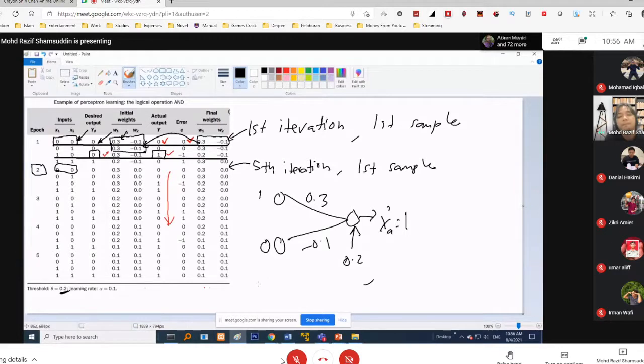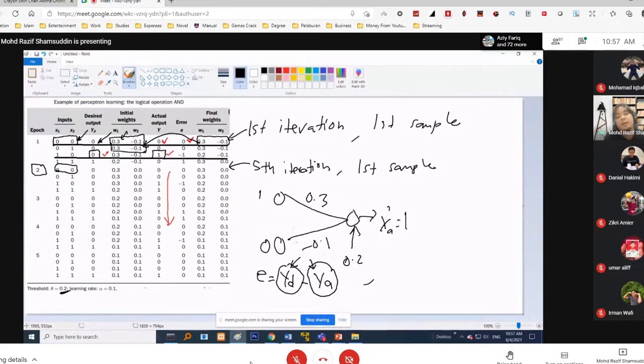So next step is to update the weight. In order to update the weight, we need to calculate the error. Error is calculated as Y desired minus Y actual. Ingat macam ni je. Desired yang kita nak minus dengan actual yang dihasilkan. This is the value that we want to produce, the label. This is the value that the network produce, the activation.